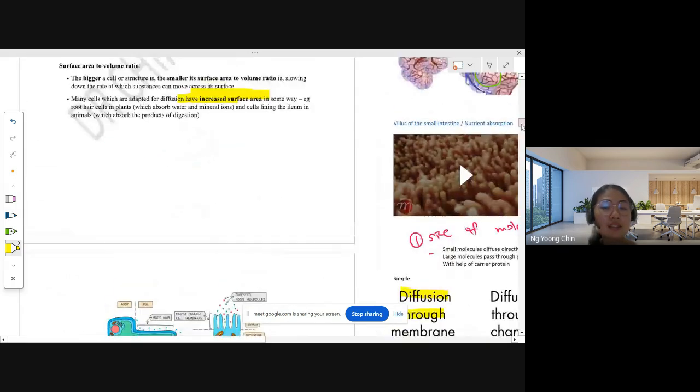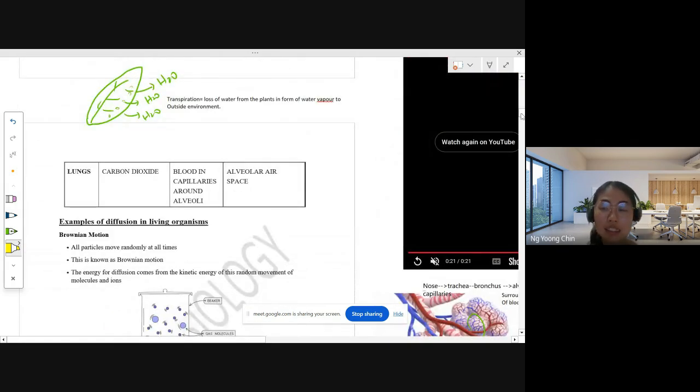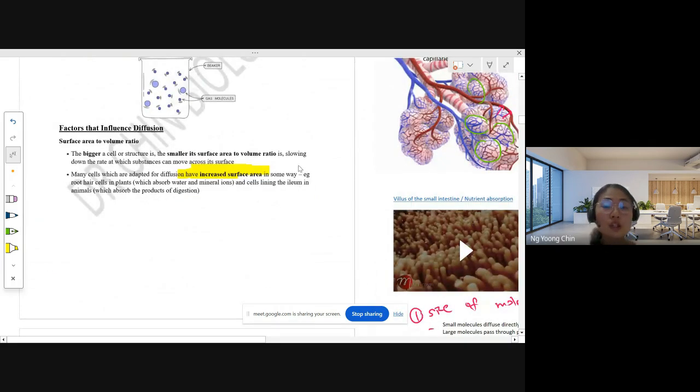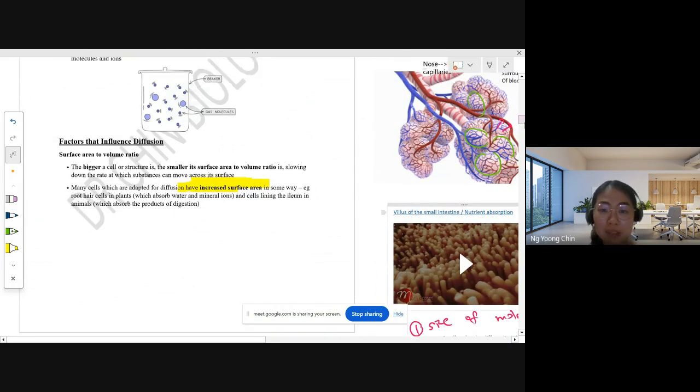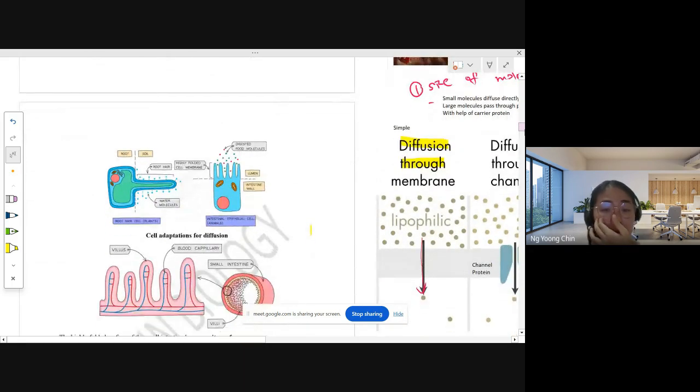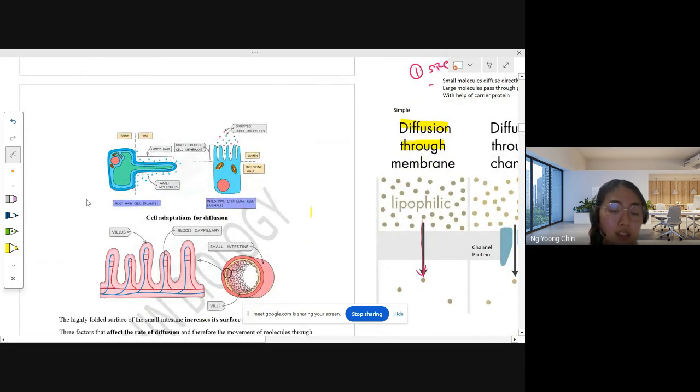This is the reason that the structure of our cells always becomes like this. See, a very long extension. The root hair cell that you studied before has a very long extension, right? And also the intestinal epithelial cell that you studied before has a structure we call microvilli.